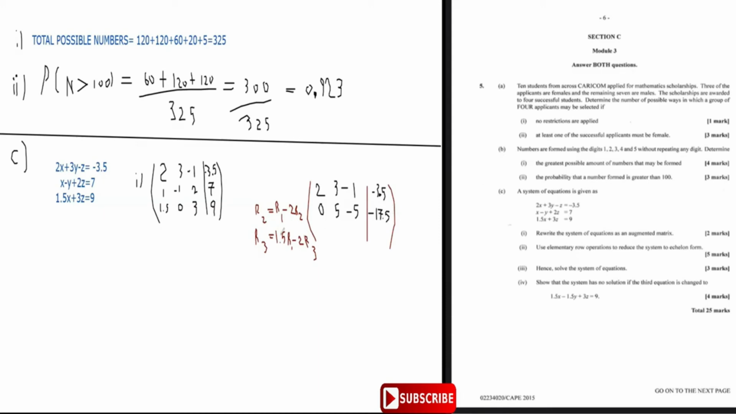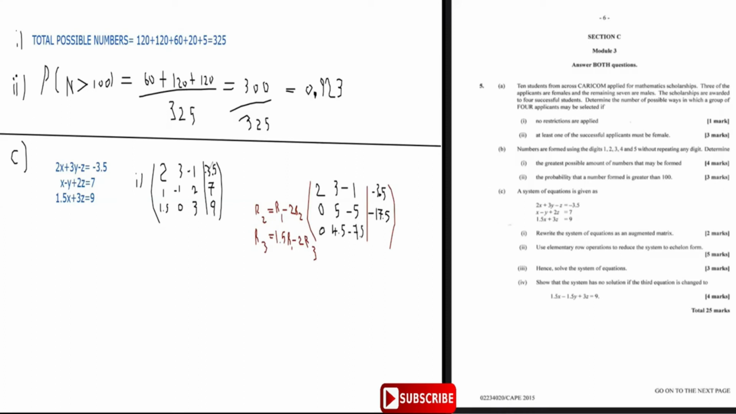And then we're going to go 1.5 row 1 minus 2 row 3. So 1.5 row 1 minus 2 row 3 becomes 0. Then we get 1.5 times 3 minus 2 times 0, which is 4.5. Then I have 1.5 times minus 1 minus 2 times 3, that's minus 7.5.